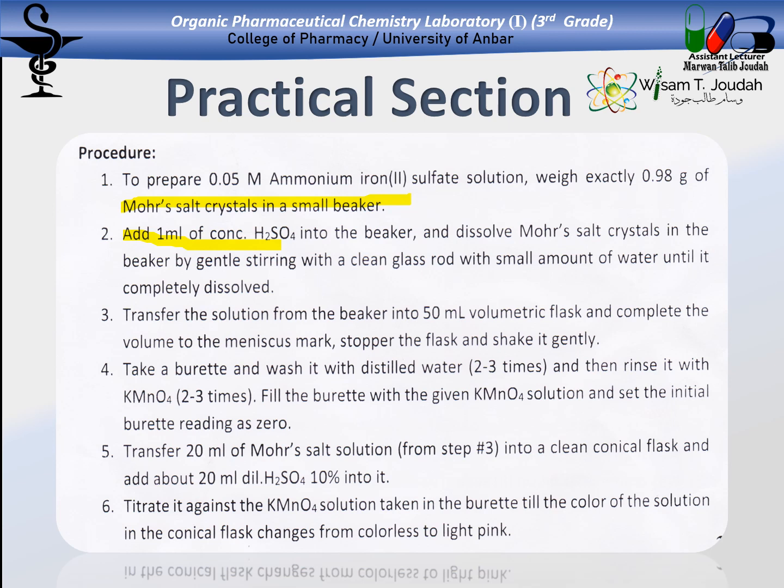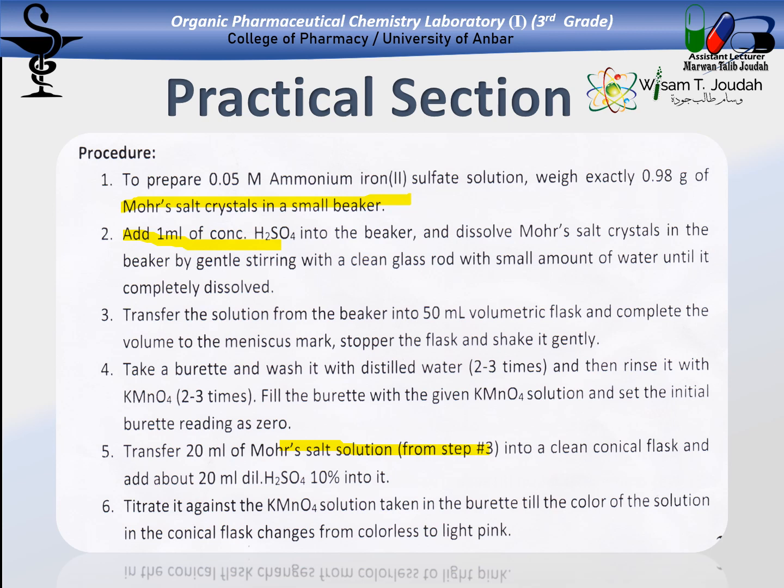Fill the burette with the given KMnO4 solution and set the initial burette reading as 0. Transfer 20 ml of the Mohr salt solution from step 3 into the conical flask. It is a regular titration, but the reaction is different. And add about 20 ml of dilute H2SO4, like 10%, into it.